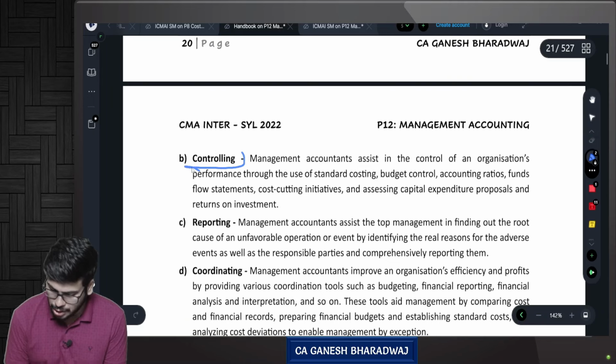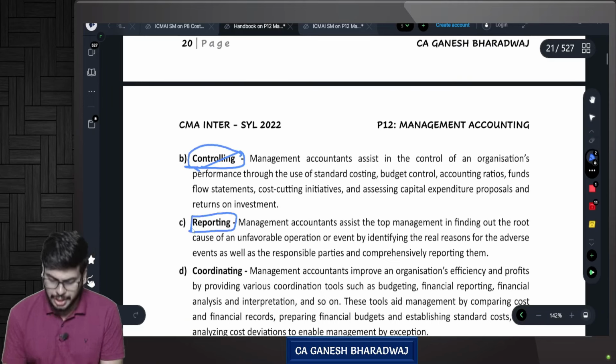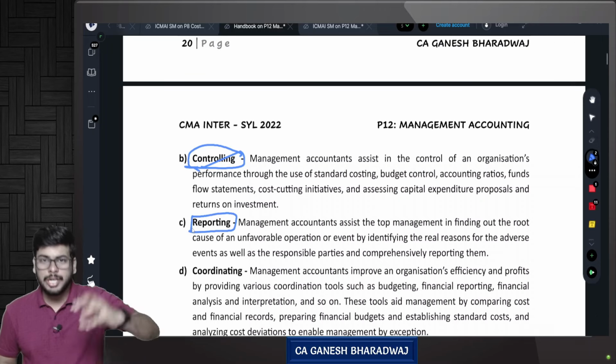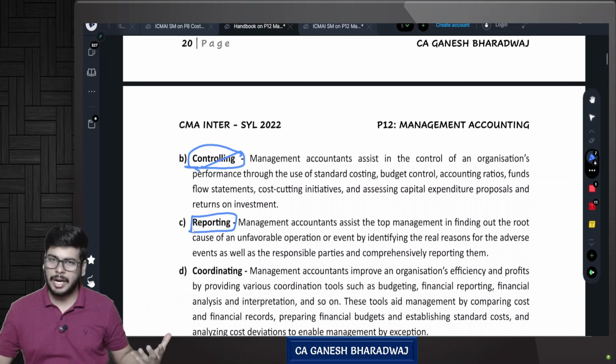Of course, the controlling aspect should be taken care of by the management accountant. Reporting regularly, you need to report to the top boss of the company. Correct. You need to report to the managing director or the board of directors, or maybe even the top management in some cases.